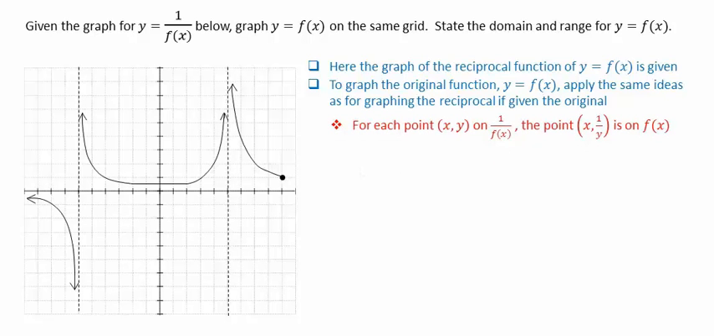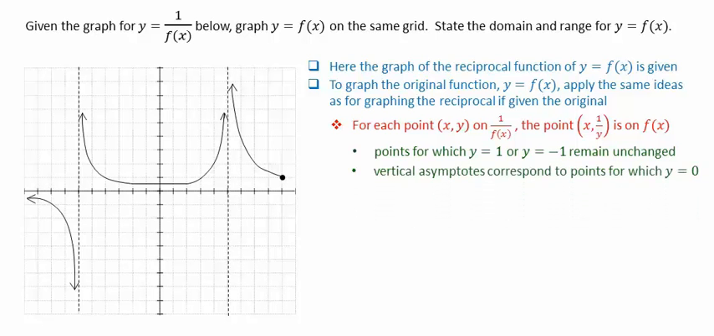For each point x, y on the reciprocal, the point x, 1 over y is on the original function of f of x. Points for which y equals 1 or y equals -1 are unchanged. These are the invariant points. Vertical asymptotes on the reciprocal function correspond to points where y equals 0 on the original function.